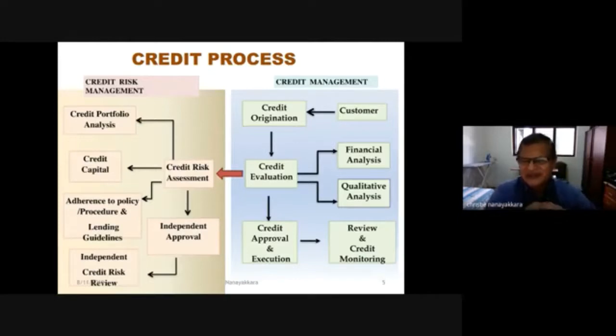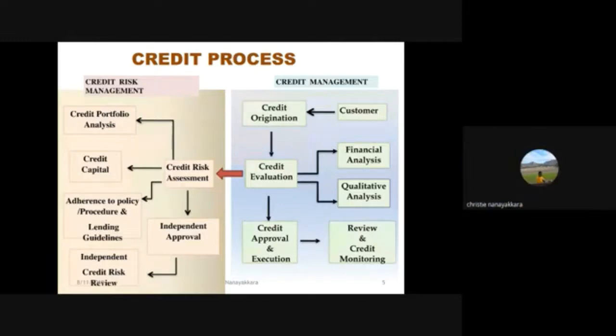So credit origination is a very important function if you are to avoid credit risk, because if you accept deficient documentation to evaluate this customer, you are not doing the right evaluation. As a result, the customer's creditworthiness cannot be assessed properly, and if he defaults, the bank will run into credit risk. So we go into the next item in this credit management process, which is called credit evaluation.